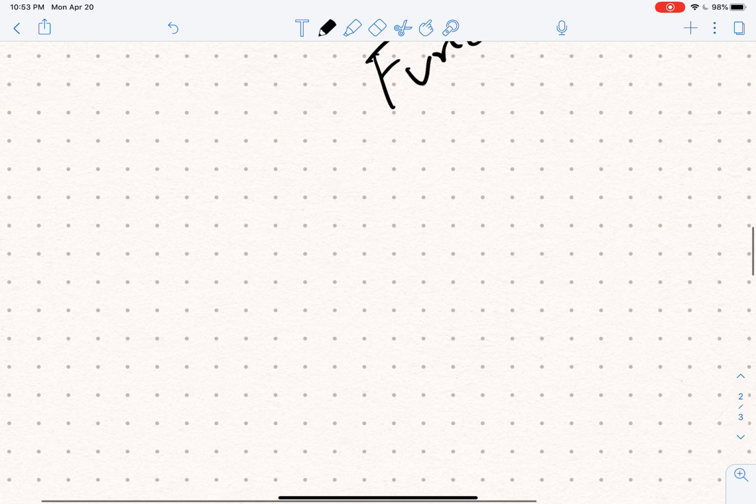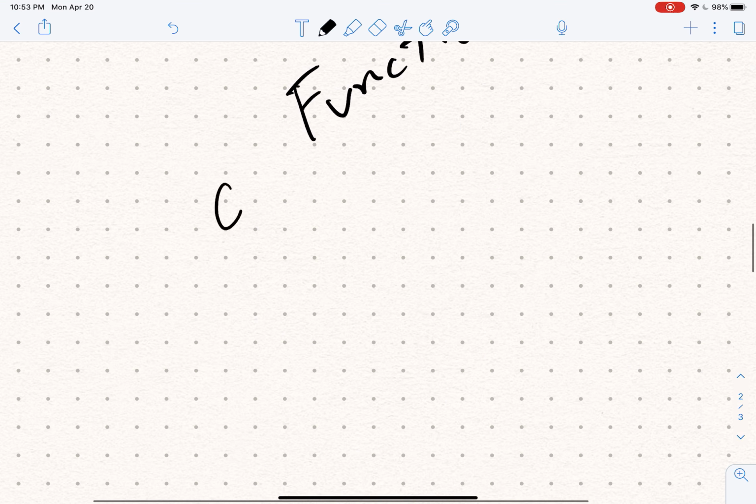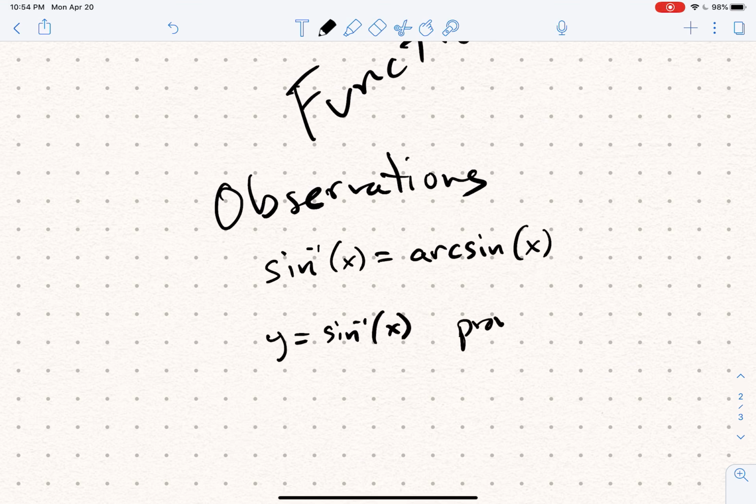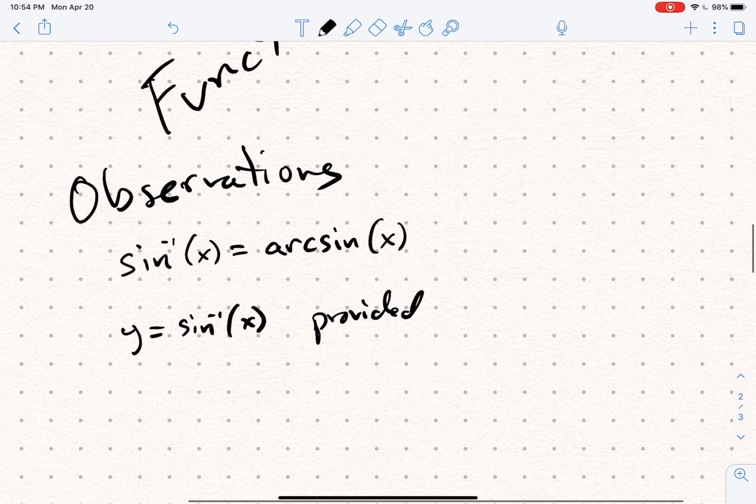So, maybe observations first. When we write the inverse sine, we can write it either as sine with a little minus 1. Do not be fooled. That does not mean negative 1 power. We can also write it as arc sine, like so. They mean the same thing. And the definition is that y is equal to the inverse sine or the arc sine of x, provided the sine of y is equal to x.